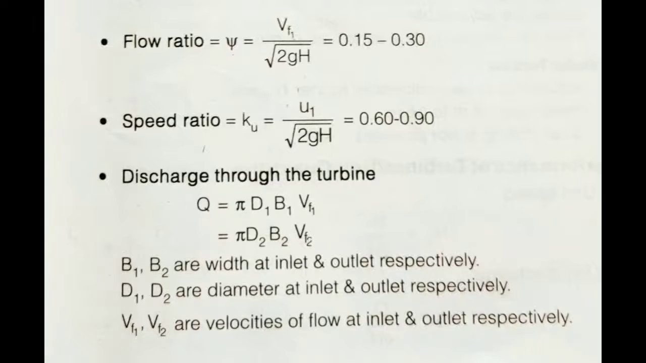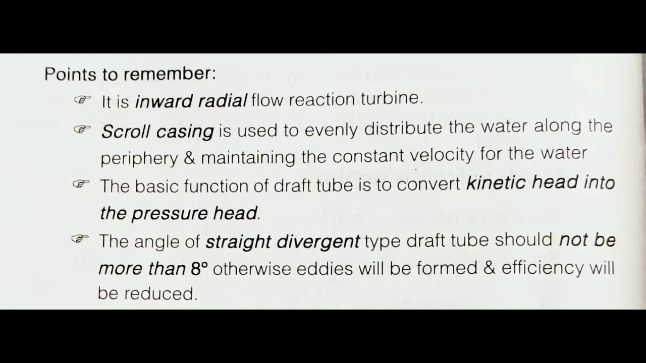Some of the points in this Francis turbine: it is an inward radial flow reaction turbine. Scroll casing is used to evenly distribute the water along the periphery and maintain constant velocity for the water. The basic function of draft tube is to convert kinetic head into pressure head. The angle of straight divergent type draft tube should not be more than 8 degree, otherwise eddies will be formed and efficiency will be reduced.